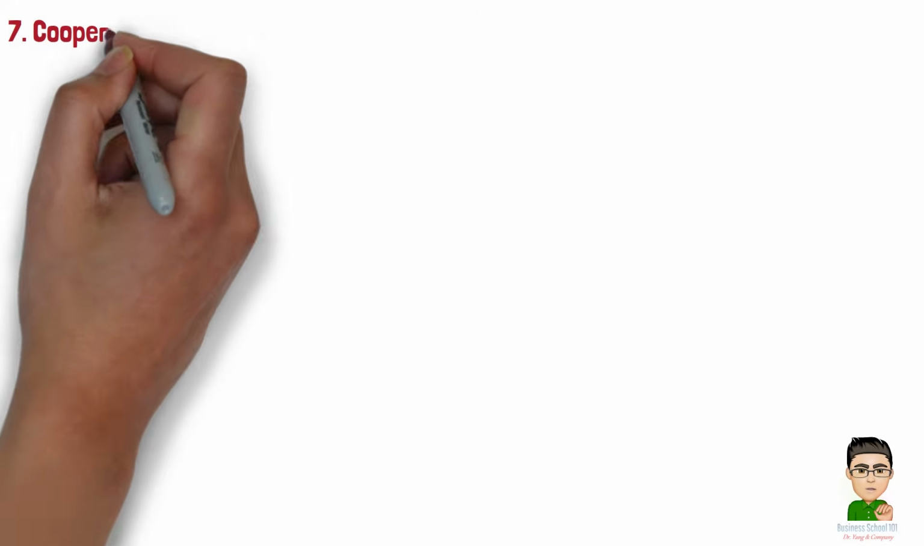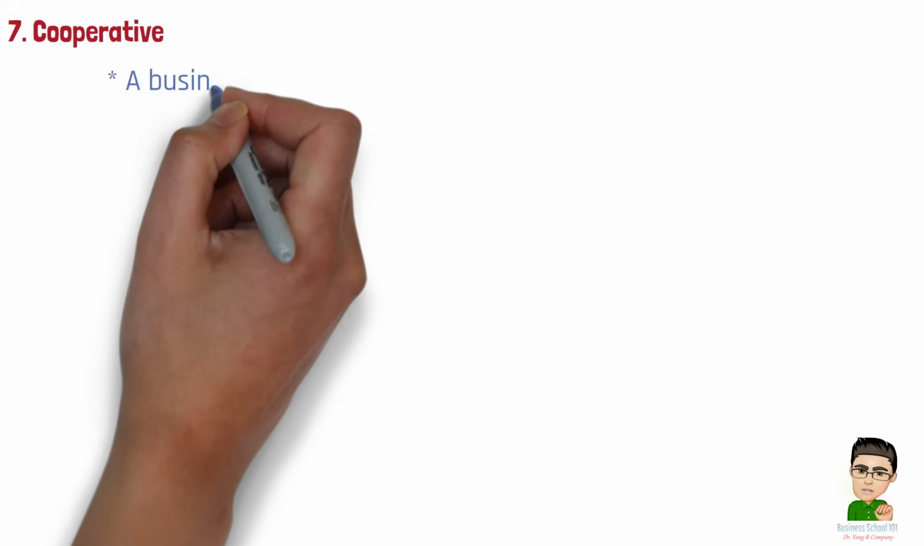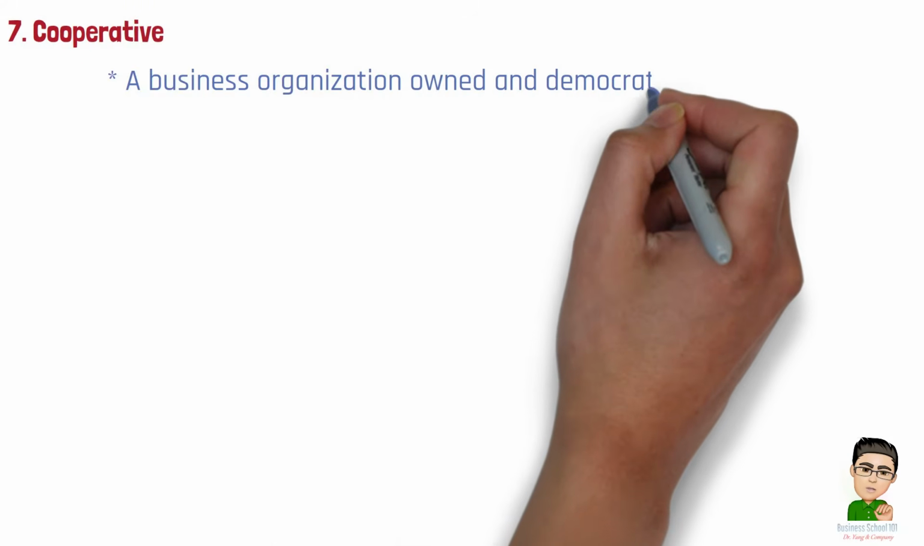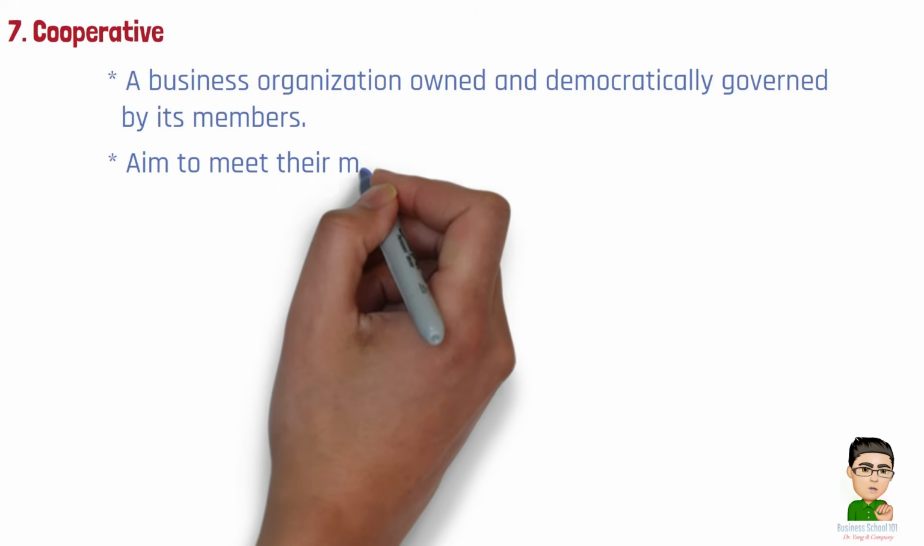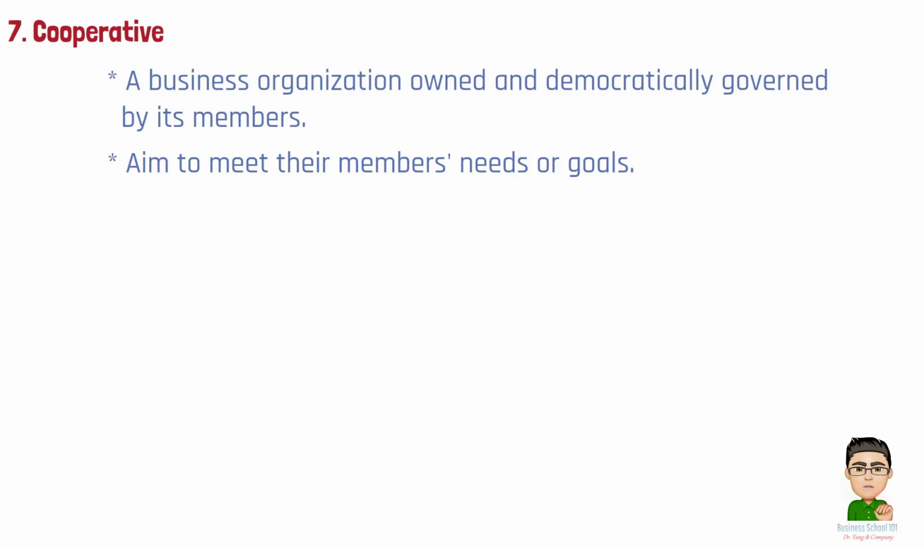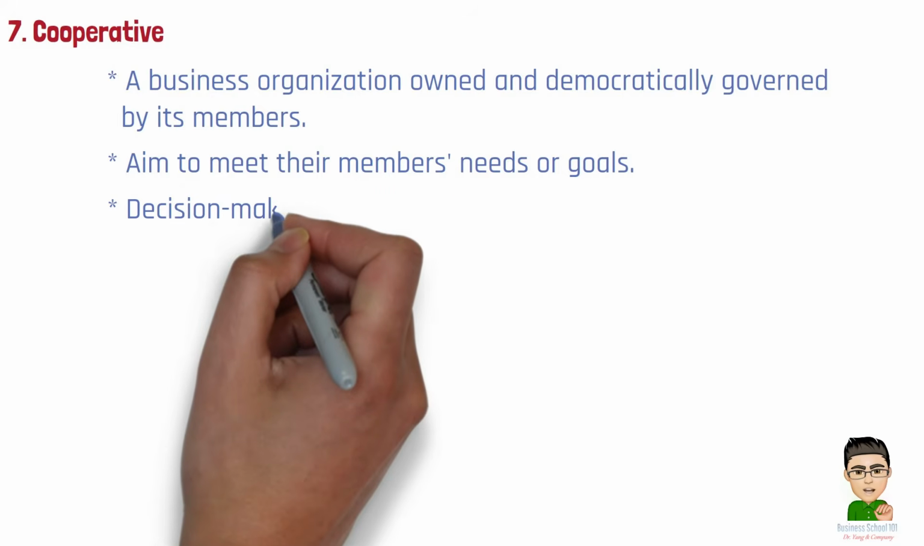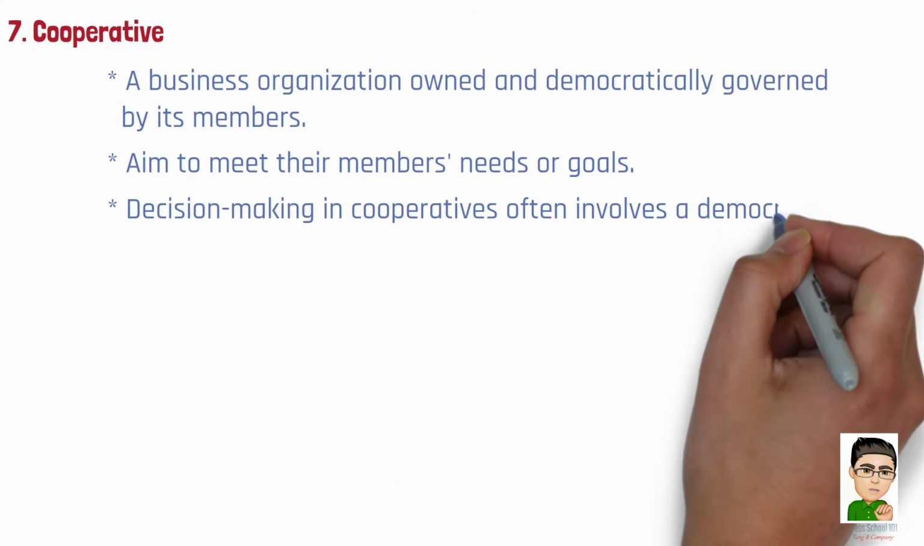Type 7. Cooperative. A cooperative is a business organization owned and democratically governed by its members, who may be customers, employees, or other businesses. Cooperatives aim to meet their members' needs or goals, and typically distribute profits based on participation or patronage. Decision-making in cooperatives often involves a democratic process.